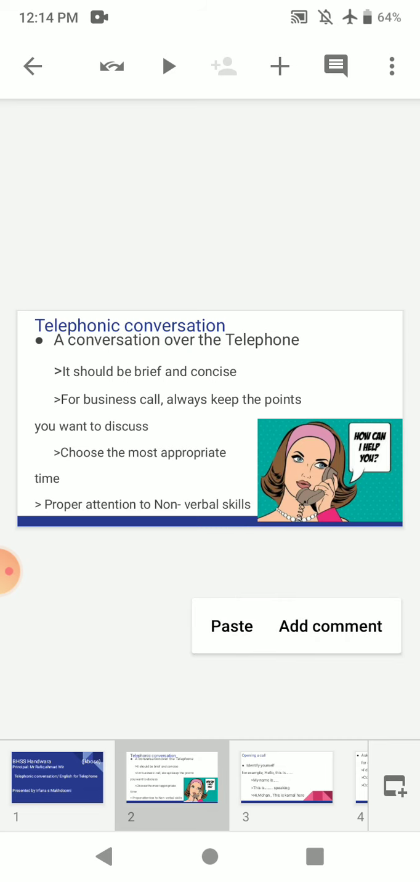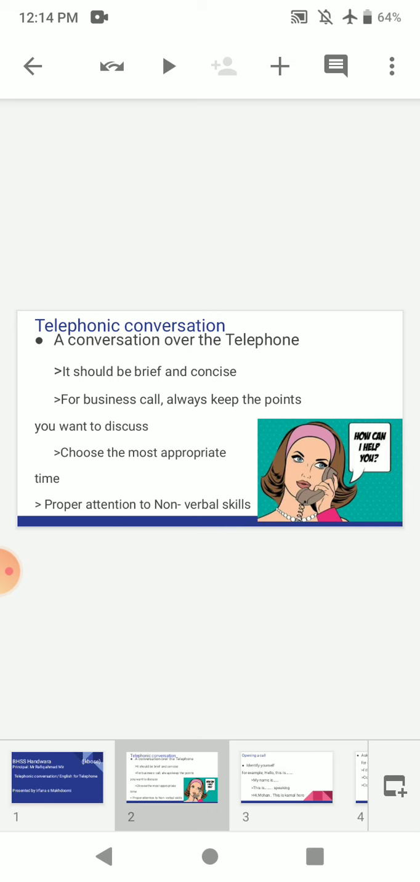If you are calling for any business purpose, just jot down the main, important points you want to discuss, and choose the most appropriate time. Suppose you are calling a bank manager or their employees because you have received a message of cash deduction, so you will call during office hours.